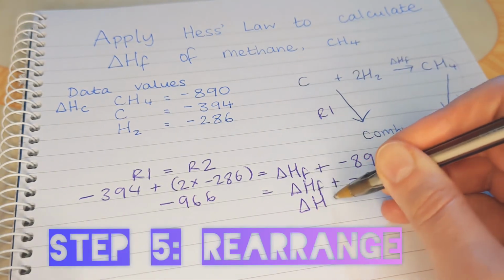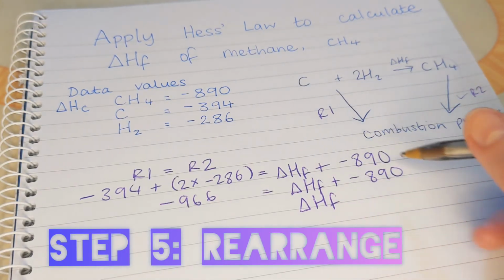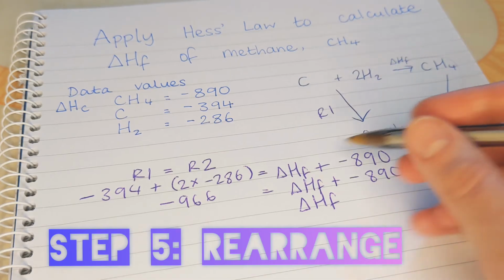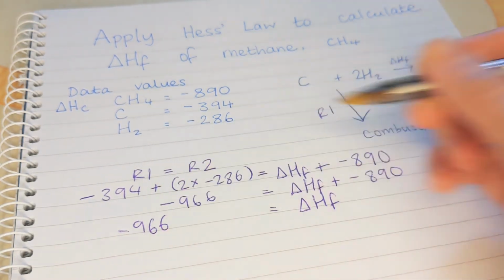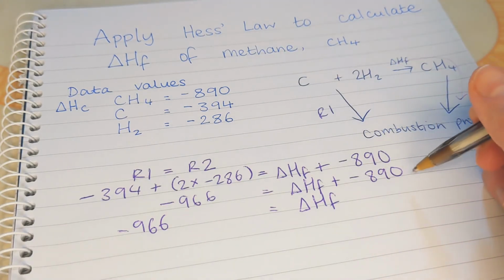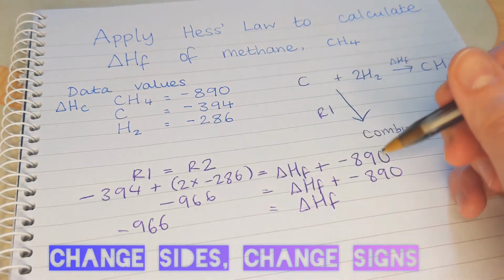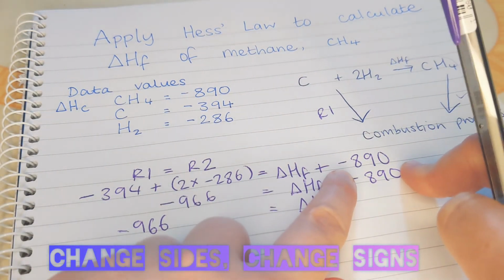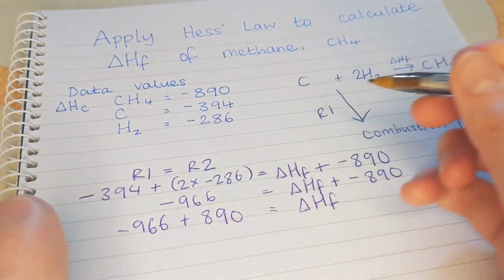Okay, I'm going to leave delta H F over here, otherwise I'll have to change its sign. So that means I need to move this minus 890 across. Now, this minus 890 is going to cross the equals sign. When we change sides, we change signs. So instead of minus 890, it now becomes plus 890.